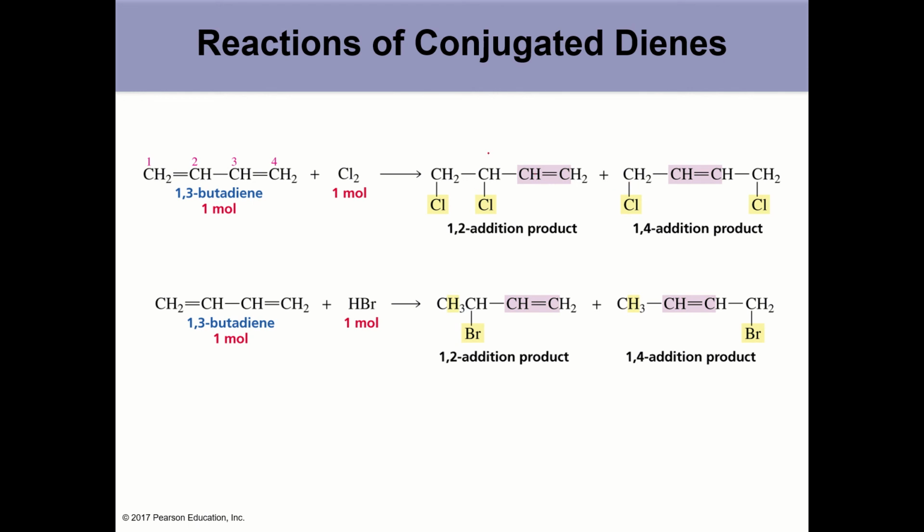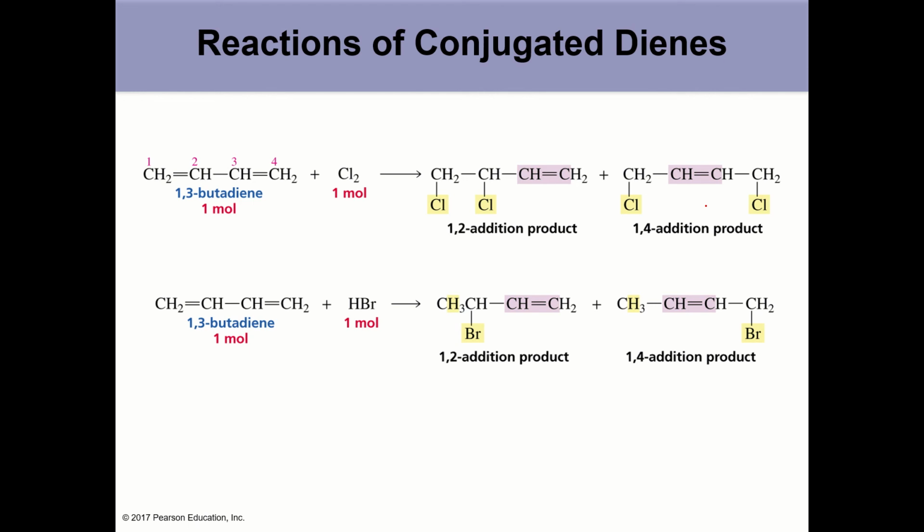And so the 1,2 addition product looks normal. It looks like only one of the pi bonds reacted. And then the 1,4 addition product, you might be thinking, whoa, the pi bond wasn't there. How did the pi bond get there? And that is because of resonance. So if you recall, pi electrons can move.